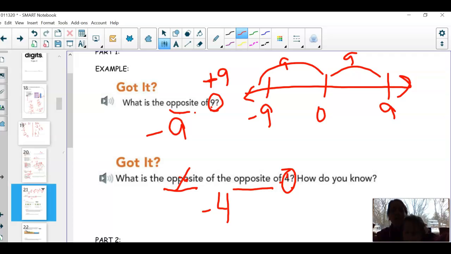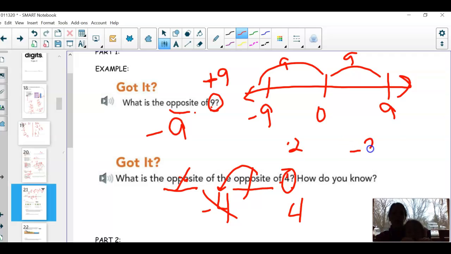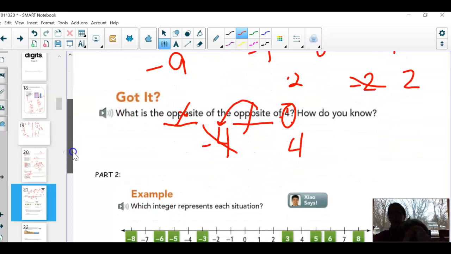Negative 4. Okay, but now I want the opposite again. So the opposite of -4 would be 4. So the opposite of 4 would just be 4. Okay, so the opposite of a number gets me back to the original. If I had the opposite of 2, I would have -2, and then I'd have 2. So it always gets me back to the original. Okay. So that is just practicing the opposites.